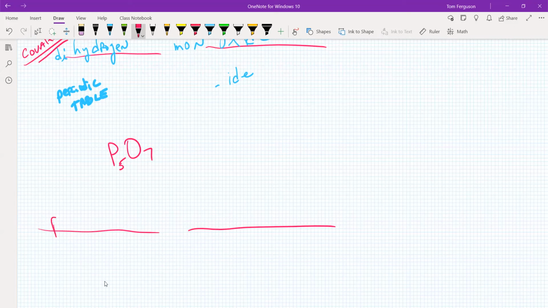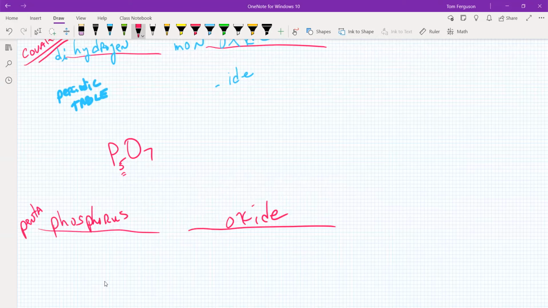So it's going to be phosphorus, oxide, penta, hepta. Okay. We're going to leave off the A. So it's going to be pentaphosphorus heptoxide. So that's for covalent naming.